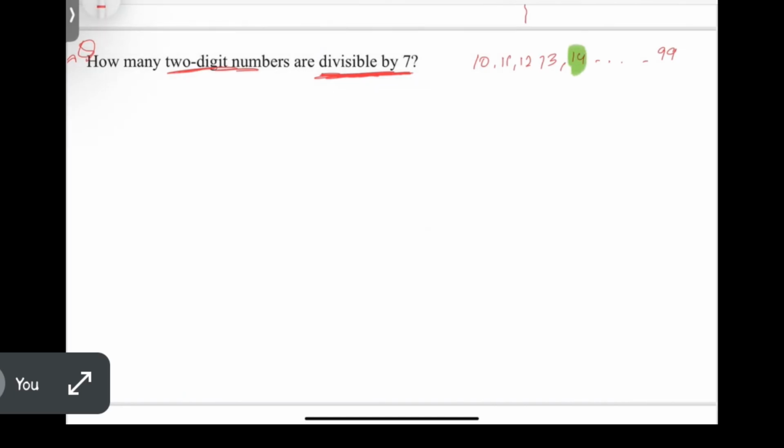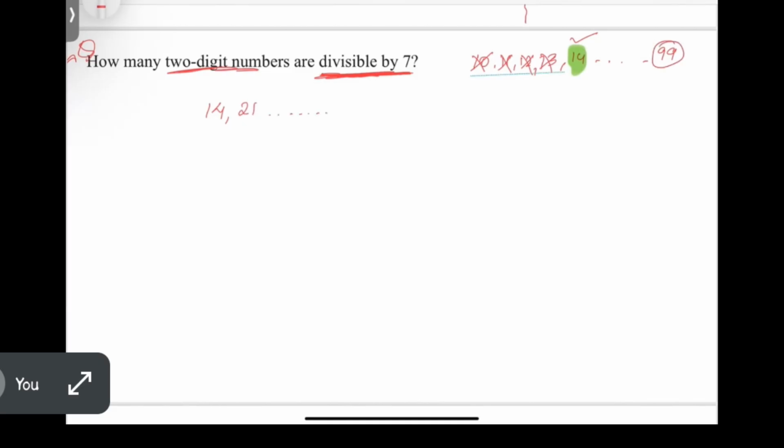So my AP will start from 14, because 10 is not divisible by 7, 11 is also not divisible by 7, 12 is also not divisible by 7, and 13 is also not divisible by 7. So my AP starts only from 14. Why? Because it should be divisible by 7. So next will be 21, and so on. We don't know how many terms, but let's check for the last term here.